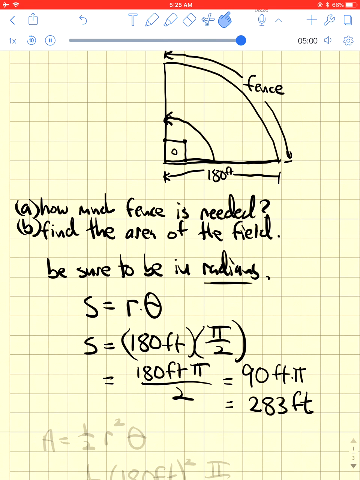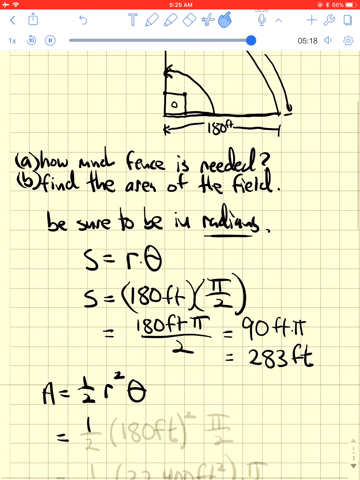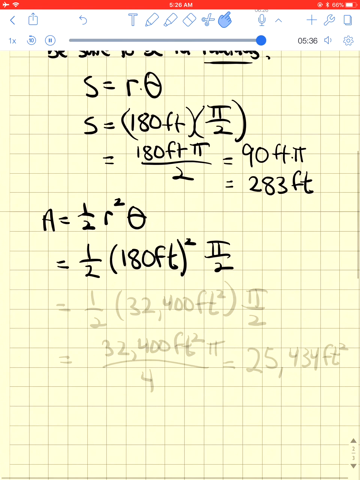So for the area, we just simply use the equation area equals 1/2 r squared times theta. In this problem, r was given as 180 feet. So now we do 180 feet raised to the second. That will give us square feet, and then we multiply that by pi over 2, the radian angle measurement of the entire field.